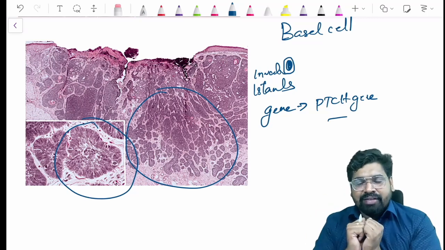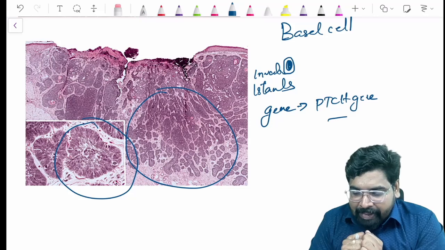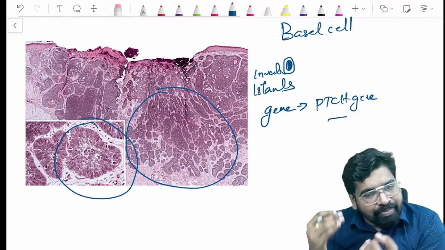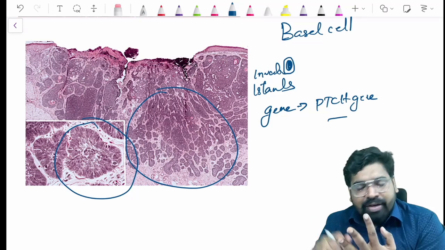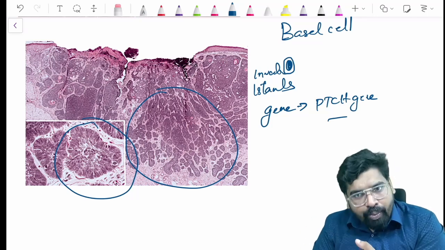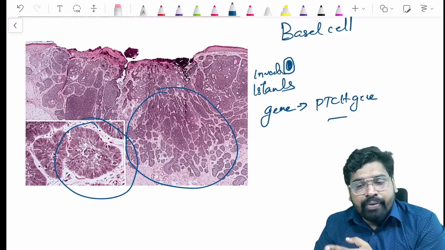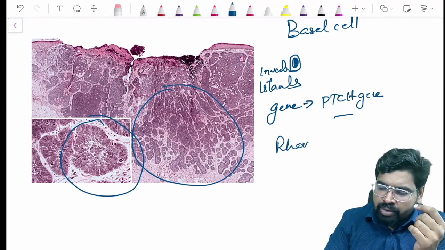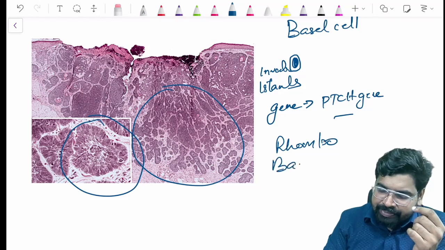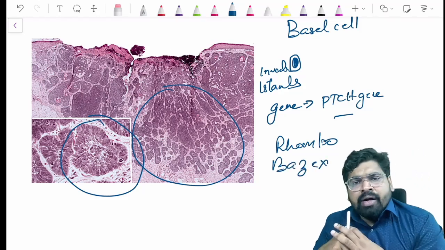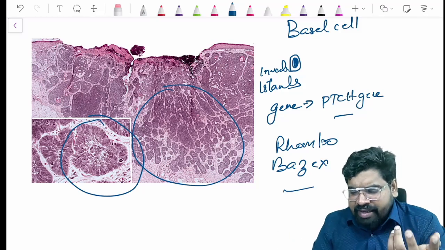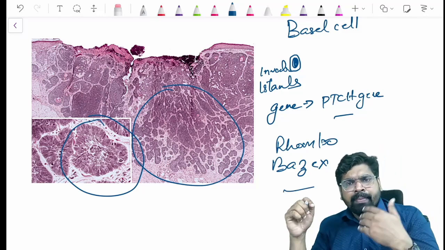The same one. This is that epithelial tumor, and there are so many syndromes. One is the multiple basal cell carcinoma syndrome, that is basal cell nevus syndrome. Then Rombo syndrome, Bazex syndrome. So many syndromes are related to basal cell carcinoma.